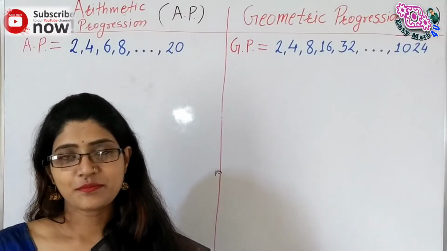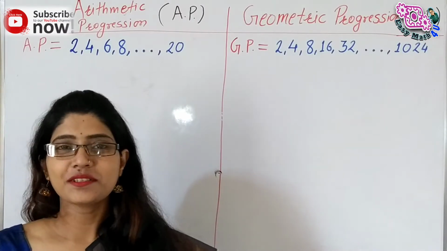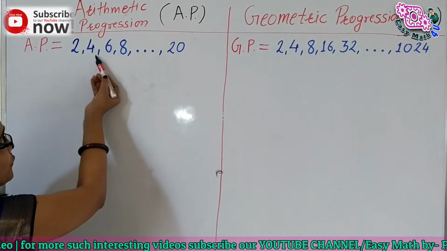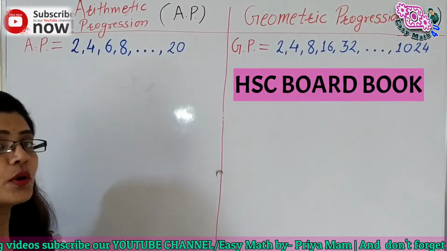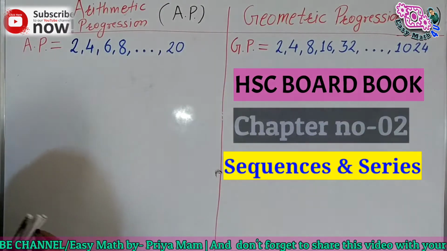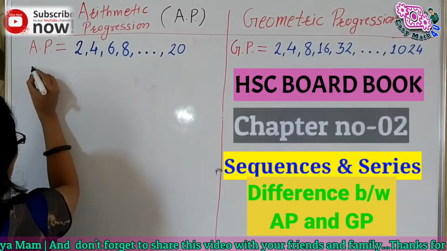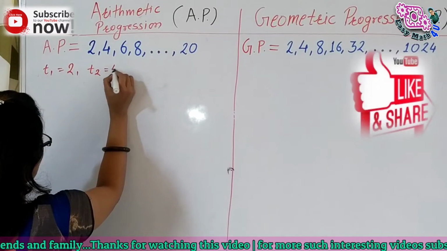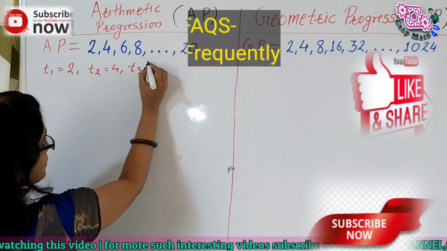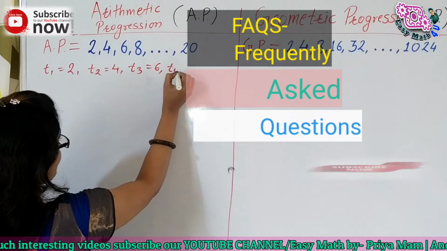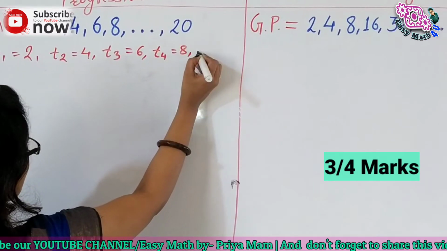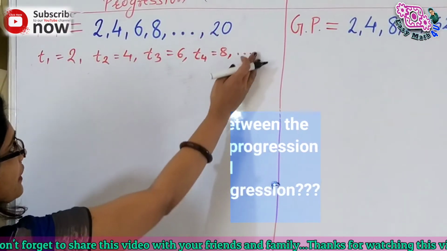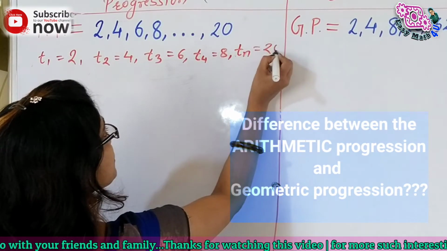Example of the AP and GP, so you can understand the difference between the AP and GP. Our first example is 2, 4, 6, 8 up to 20. Let's write it down. Term 1, T1 is equal to 2, term 2, T2 is equal to 4, T3 is equal to the third, that is 6, T4 is equal to 8 and so on. The last term is known, T of n is equal to 20.